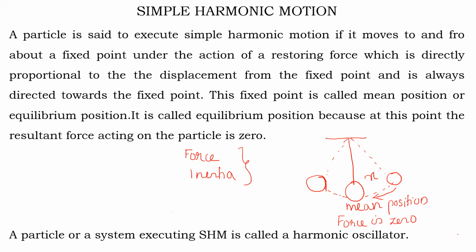When, because of this force, the body comes to the mean position, the property of inertia makes it overshoot the mean position and the body goes to the extreme position. Then again at the extreme position, the force comes into play, and because of this force, the body has a tendency to go to the mean position. Again the inertia comes into play, and because of this inertia, it goes to the other extreme position. That is, in an oscillatory motion, force and inertia are the important factors which determine this motion.